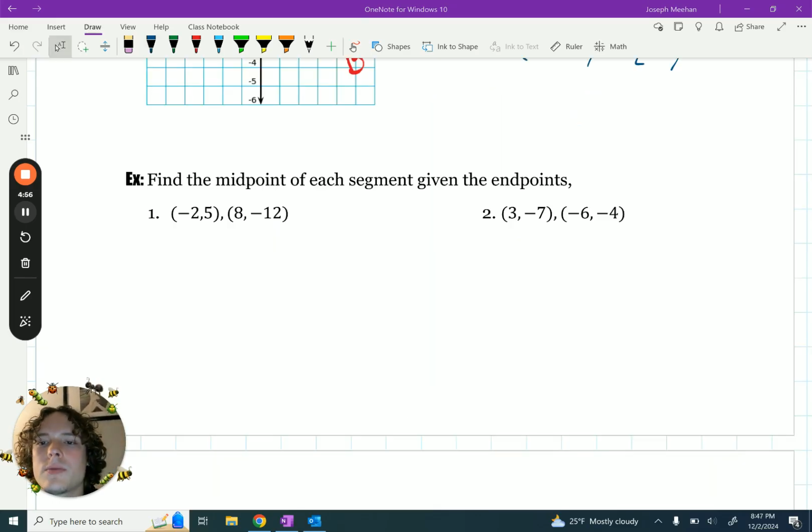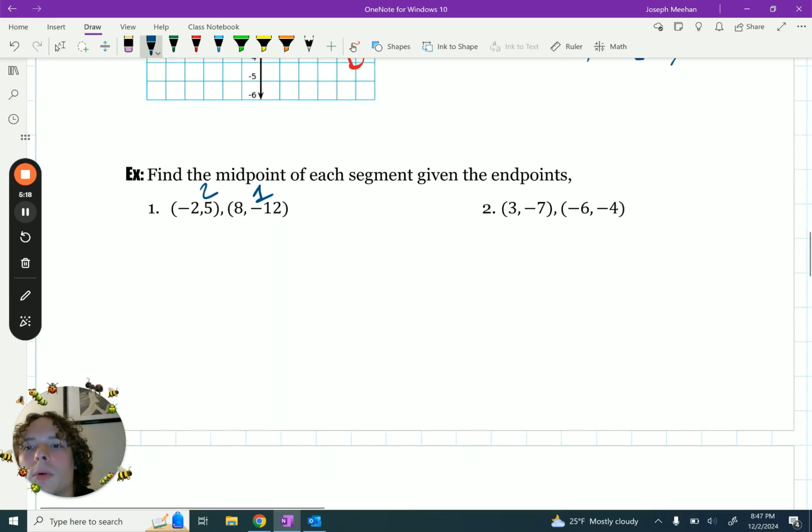All right, next example here. It says find the midpoint of each segment given the endpoints. Number 1 here, it says (-2, 5) and (8, -12). I'm going to say that this is point 1 and this is point 2. Remember, it doesn't matter which point is point 1 or point 2. I could make this one point 1 if I wanted to, or this one point 2. It really doesn't matter. I'll actually leave it like that for now.